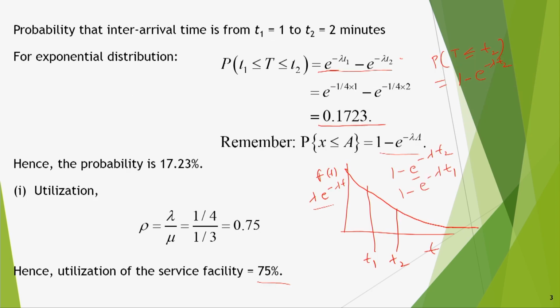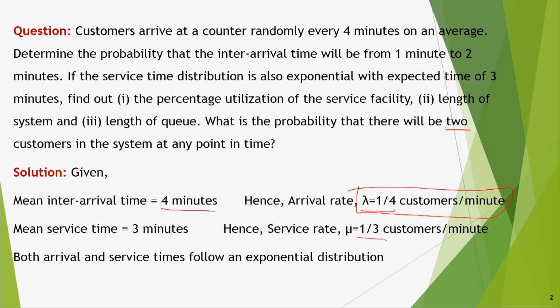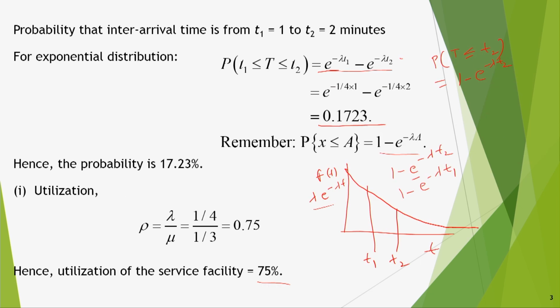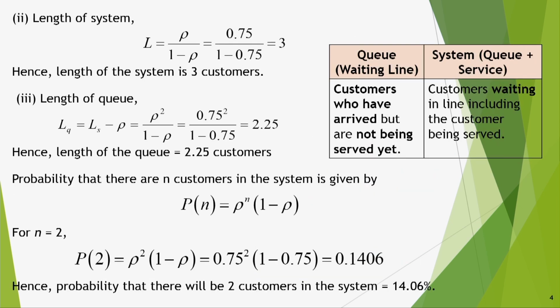Then the length of the system. The question was the length of the system, that means we want to know L. That formula is already there: L is equal to rho divided by 1 minus rho. You can remember that formula. Rho is equal to lambda by mu, or the utilization factor, and this becomes 0.75 divided by 1 minus 0.75, which is equal to 3.